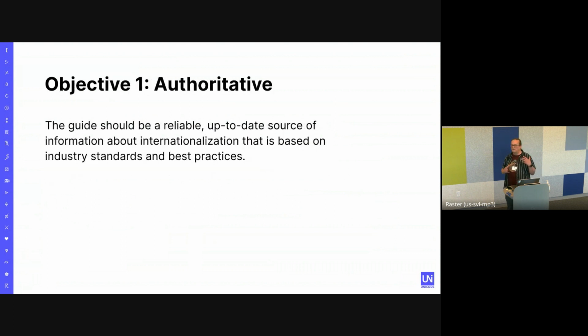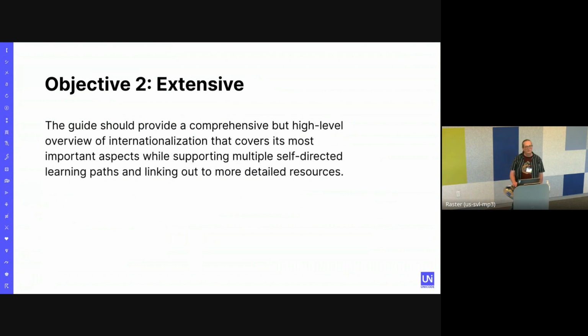So what are our objectives for this guide? Well, the first objective is we want it to be authoritative. And that means that the guide should be reliable, up-to-date information about internationalization that is based on industry standards and best practices and written by experts. Our second objective is it should be fairly extensive. The guide should provide a comprehensive but high-level overview of internationalization that covers most of the important aspects while supporting multiple self-directed learning paths and linking out to more detailed resources.